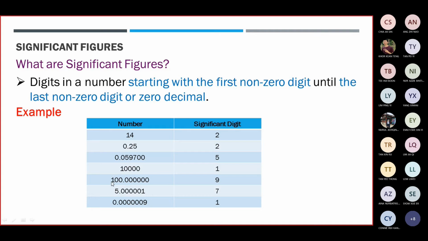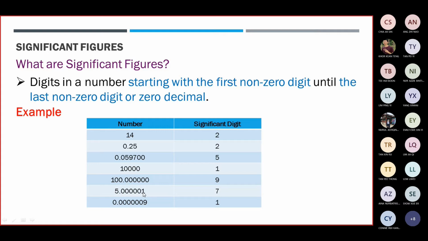Now look at this, 100.000000. How many significant figures are there? Since there is a dot here, the zeros have to be counted. So 1, 2, 3, 4, 5, 6, 7, 8, 9, which means there are 9 significant digits. Likewise, the same goes here, 5.000001. It has 7 significant digits, which means you need to count from the first digit, which is 5, until the last digit.